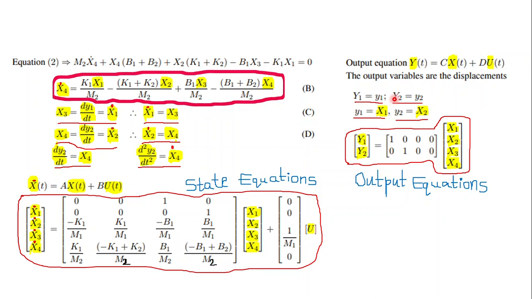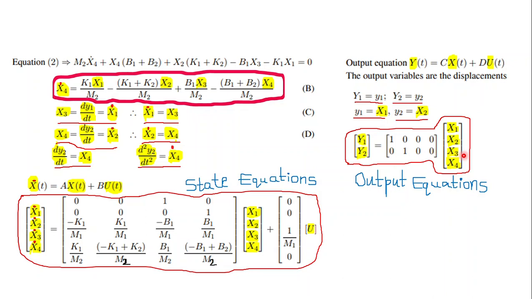We can take the output variables as displacements, or even we can take displacements and velocities as outputs, or only velocities as outputs depending upon our quantities of interest. Suppose we take the displacements as outputs, y1 is small y1, y2 is y2. That means in terms of state variables, y1 is x1, y2 is x2. Therefore, y1 is x1 only: 1, 0, 0, 0, y2 is x2 only: 0, 1, 0, 0, because other state variable coefficients are 0. That's also y is equal to cx form.